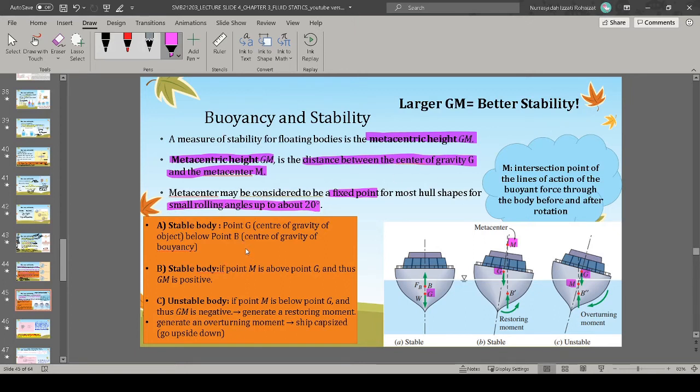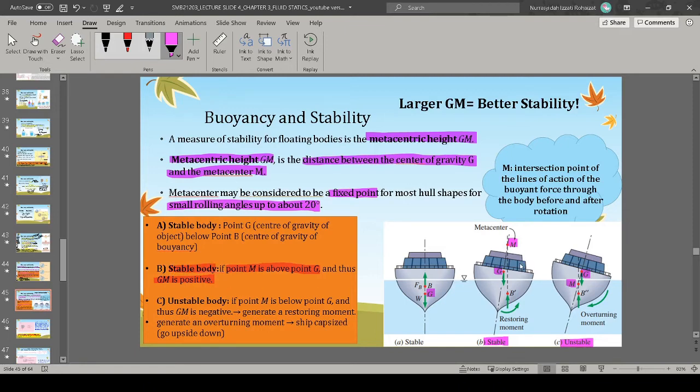How do we consider if our body is stable or unstable? So let's look at this. What is the difference between the stable case and unstable case? For stable case, our point M is above point G, thus GM is positive. So this is our point G, our M is higher above point G. So our GM is positive, so it is stable.